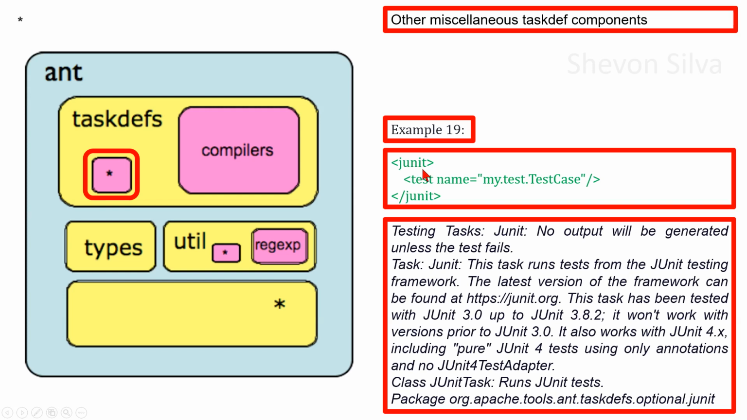With regard to the API, class JUnitTask runs JUnit tests. This is in the package org.apache.tools.ant.taskdefs.optional.junit. Here, they run the tests defined in my.test.TestCase in the same VM. No output will be generated unless the test fails.